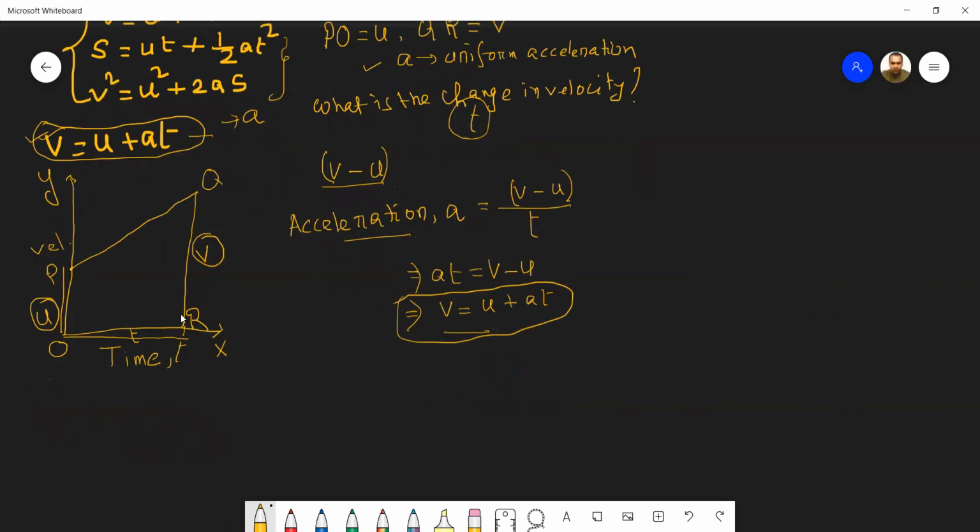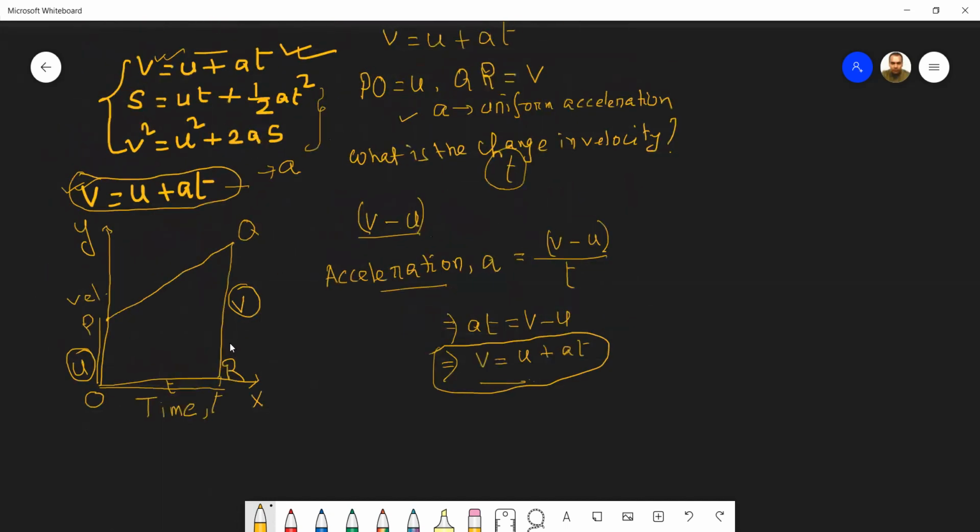OP is the initial velocity, RQ is the final velocity. The initial velocity value is u, the final velocity value is v. The object has traveled for a time of t, and the acceleration is uniform throughout its motion, so how much distance has it covered, s? We have to derive this particular equation of motion. So how can we do it?